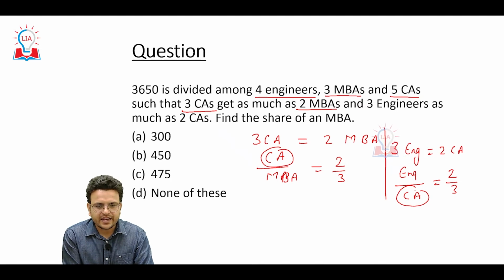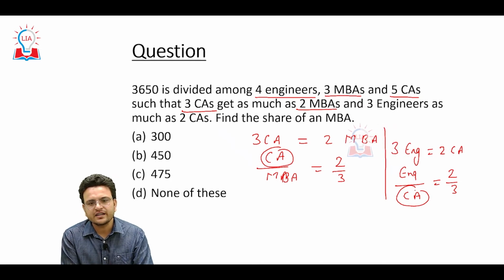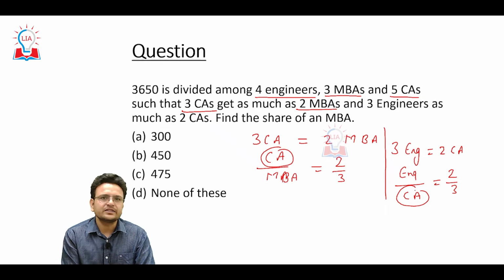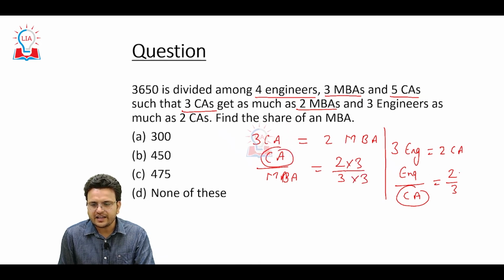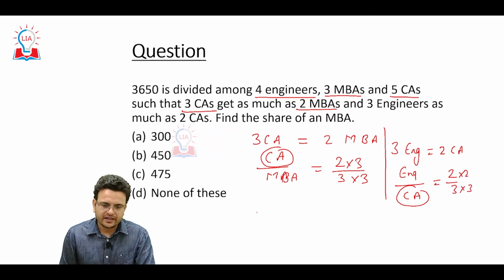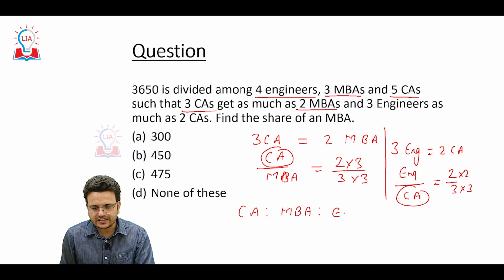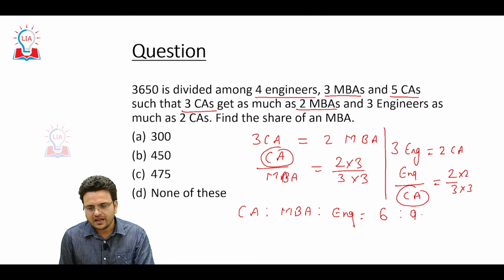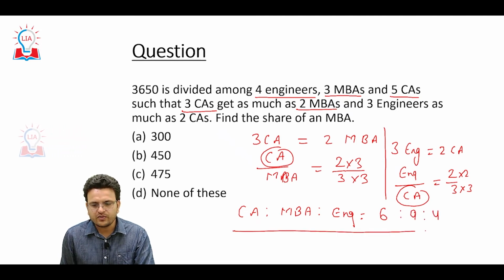Then we can get a share of CA, MBA and the engineer. So here CA is 2 and here CA is 3. I can multiply 3 here, and 2 here. So what will be the value? Here CA, MBA, and engineer, the value will be 6, 9 and 4.